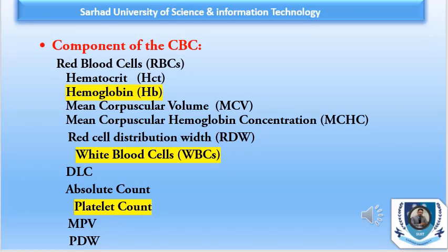So these are red blood cells, hematocrit, hemoglobin, MCV, that is mean corpuscular volume, MCH, mean corpuscular hemoglobin concentration, that is MCHC, red cell distribution width, RDW, and white blood cells, WBCs, DLC, differential leukocyte count, absolute count, then platelet count, MPV, mean platelet volume, PDW, platelet distribution width, and we have one more, that is PCT, plateletcrit.